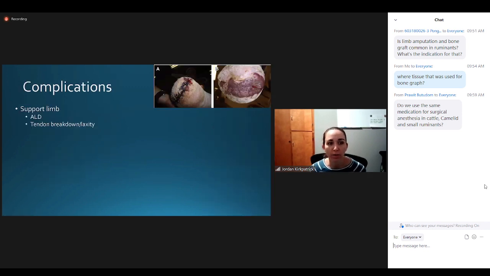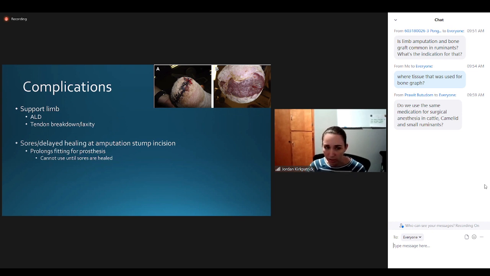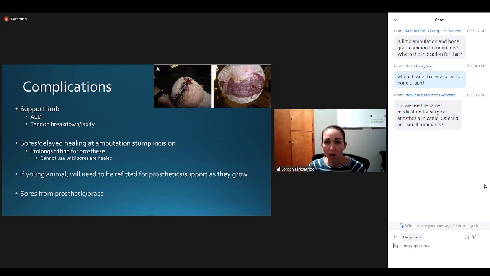Complications, again, support limb, they can get angular limb deformities, have tendon breakdown and laxity. They can have complications at the surgical closure site. It can dehisce. They can get excessive granulation tissue formation, which can delay healing and can also delay when they can get a prosthetic placed. And it's the same thing with people. If people have sores when their limb's been amputated, they can't be fitted for a prosthetic until those have healed. And then for young animals, they'll have to be refitted for prosthetics as they grow.